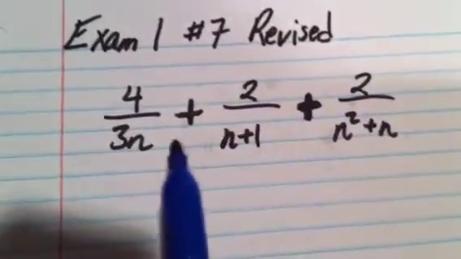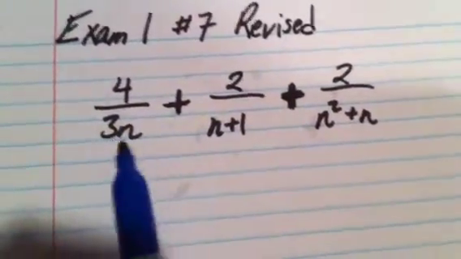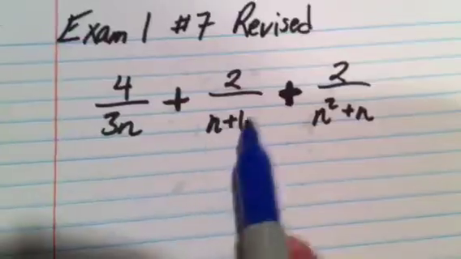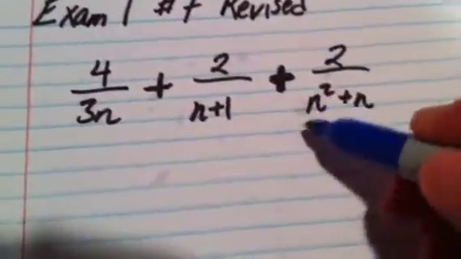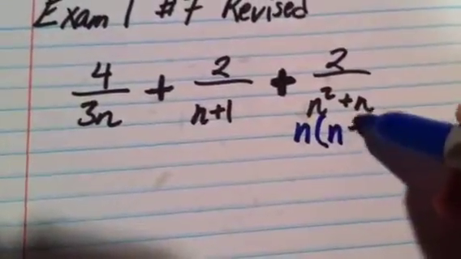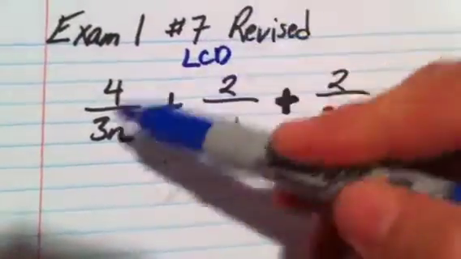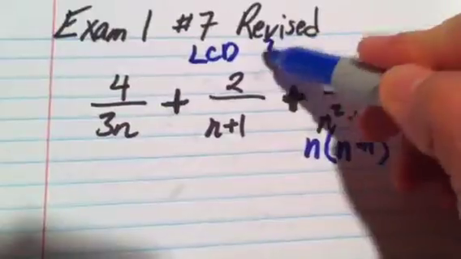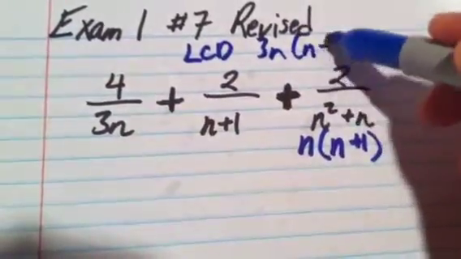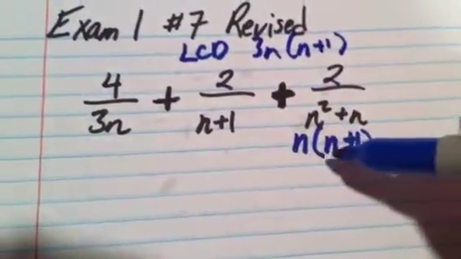Let's try it. Adding fractions, need a common denominator. Make sure all the denominators are factored before you start. So this is an n times an n plus 1. So now we can see that our least common denominator, I'll need a 3n, I'll need the n plus 1. I already have an n, I already have an n plus 1, I'm set.